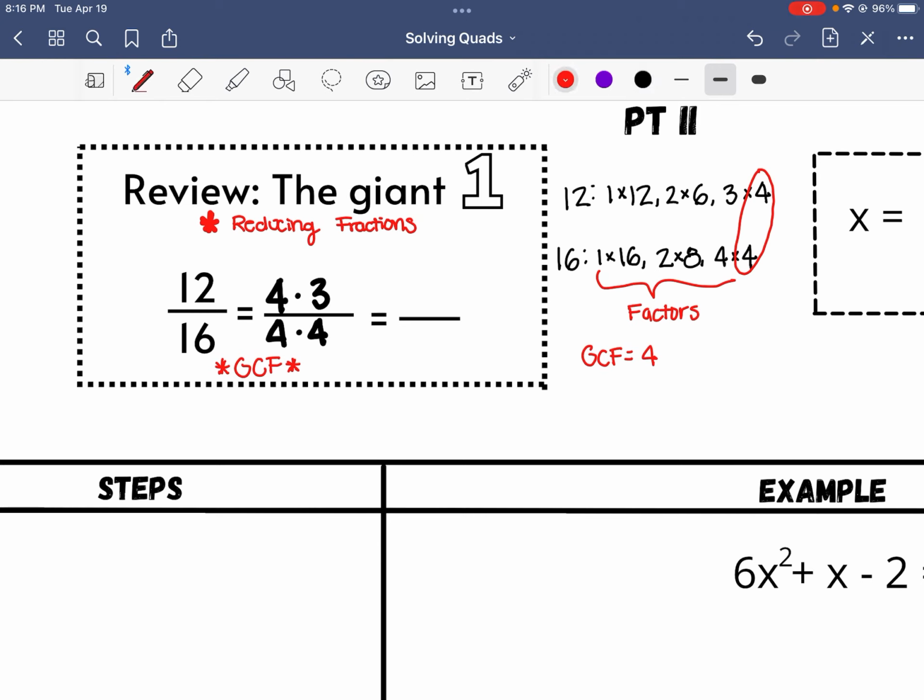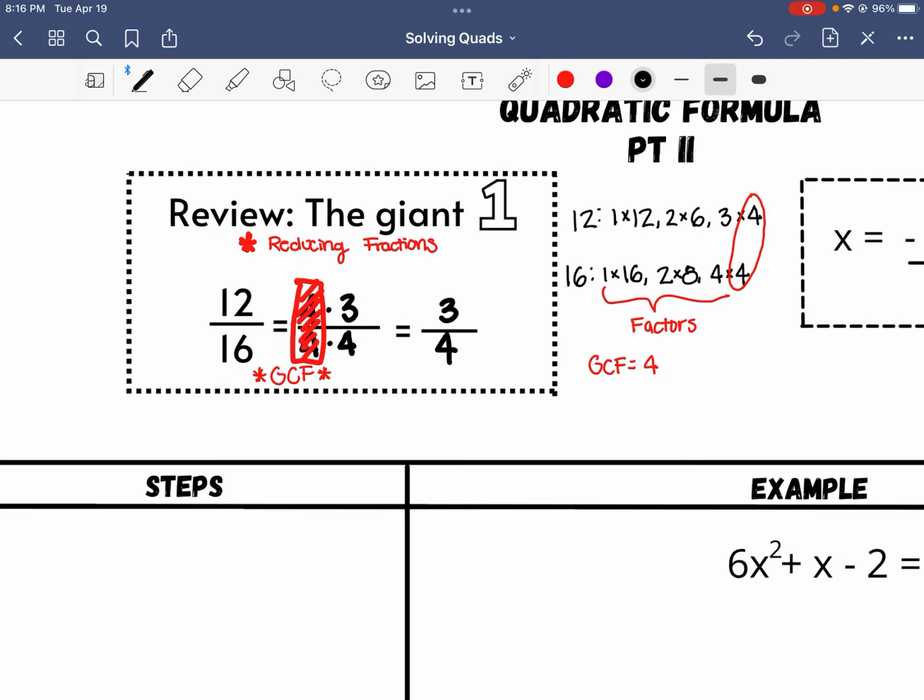Now what I see here is that I have a 4 over a 4. And if we remember, 4 divided by 4 is 1. Any number divided by itself is 1. So here I created a giant 1 on purpose, and I can just cross it out. So what I'm left with is 3 over 4. So if I were to draw these fractions up and shade them in, they would look exactly alike. We're going to use this concept today with our formula, okay?